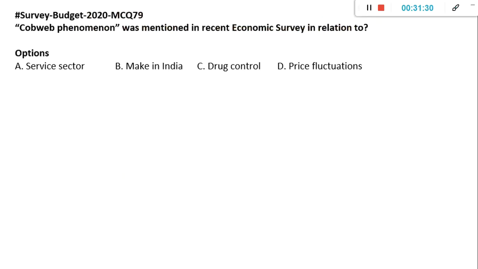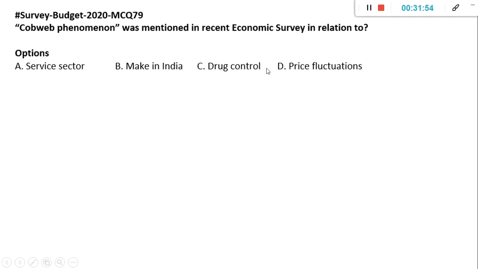Okay, see here, we'll see a few sample questions before looking at the answers. Cobweb phenomenon was mentioned in the recent economic survey in relation to... This is one typical way in which UPSC asks a question. So it's like service sector, Make in India, drug control, prices. If you see, everything is different, and UPSC will ask like this only. They will not put very tough or similar looking options. So this is the answer, and I will show you the details in the document.